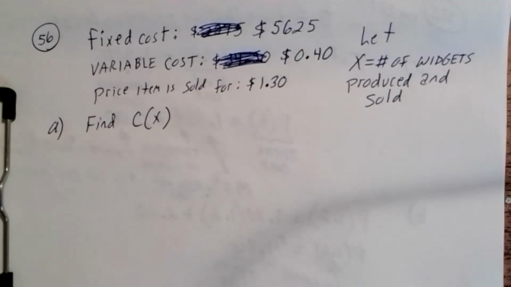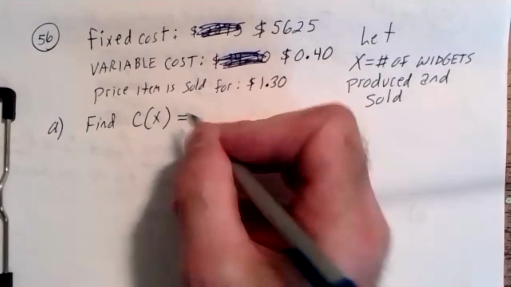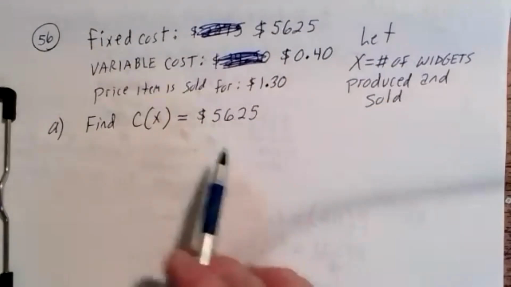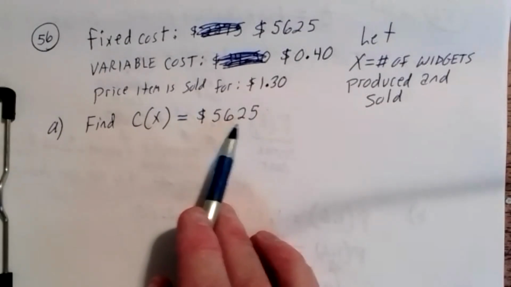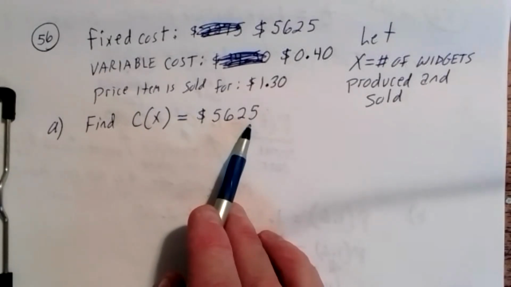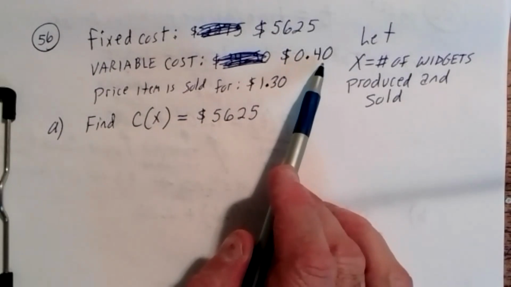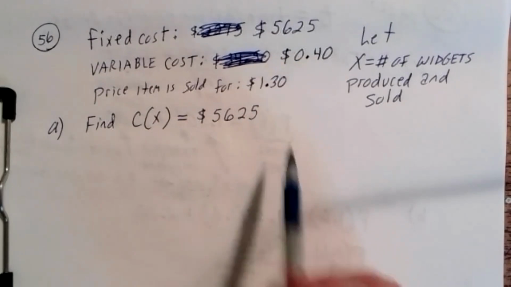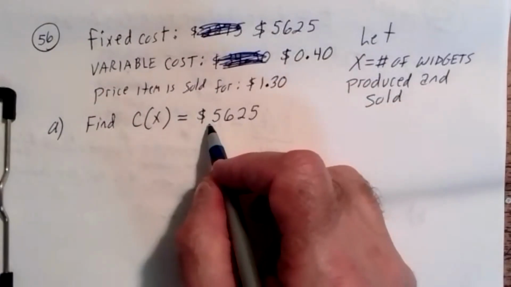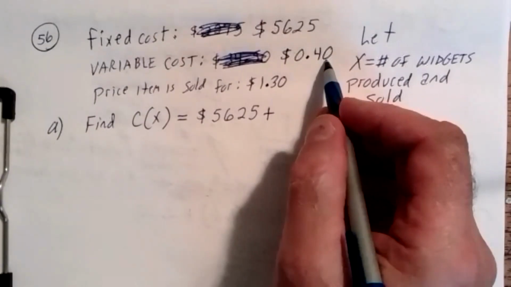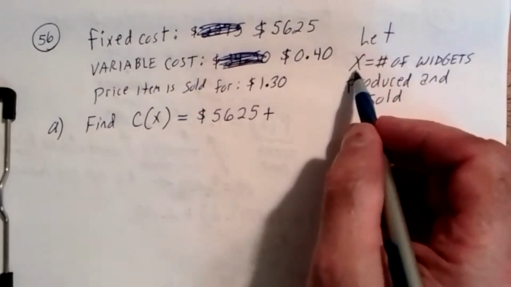So, ladies and gentlemen, if we produce X widgets, how much cost are we going to incur? Well, for one thing, we have our fixed cost. We have to lay out that $5,625. Maybe this fixed cost might be the cost just for the raw materials to make our widget. And the variable cost might be the cost that we pay our employee per hour or minute or something to make these widgets. So the cost we're going to incur is the fixed cost plus the variable cost. The variable cost is 40 cents per widget. We're manufacturing X widgets.